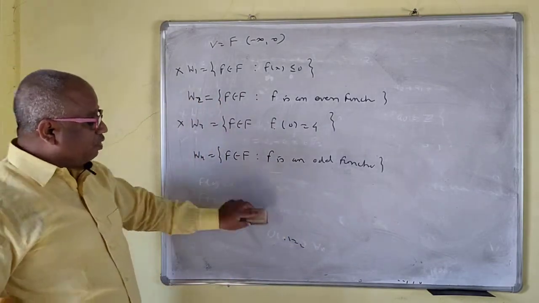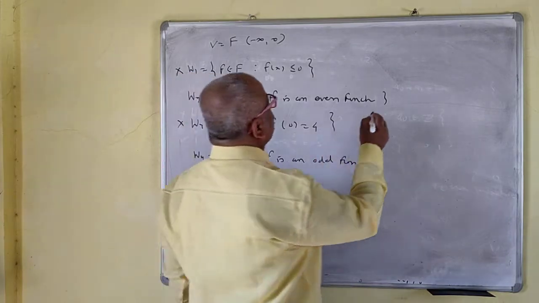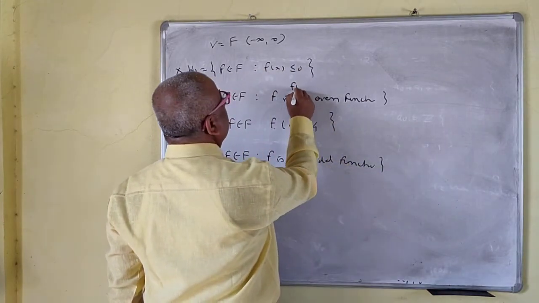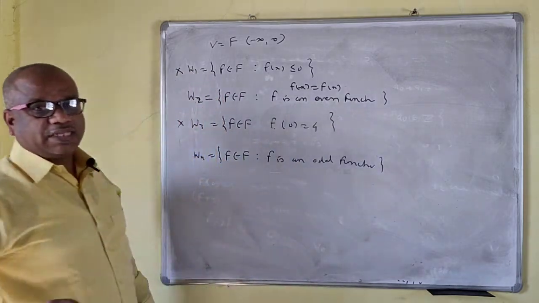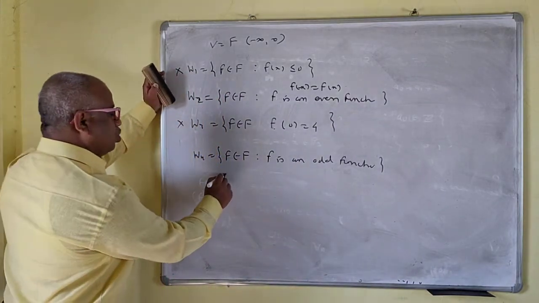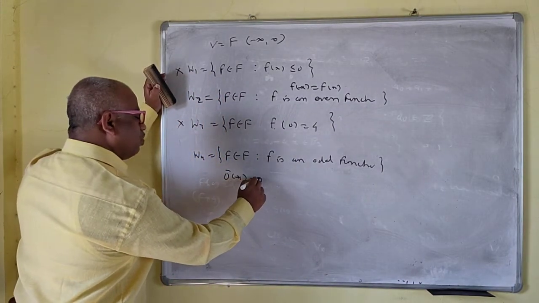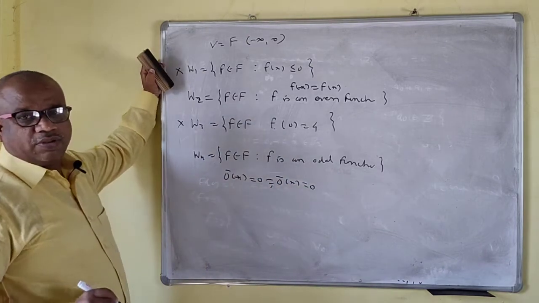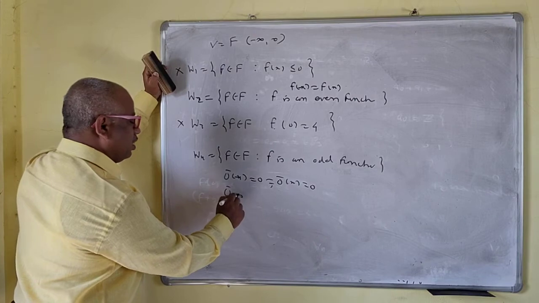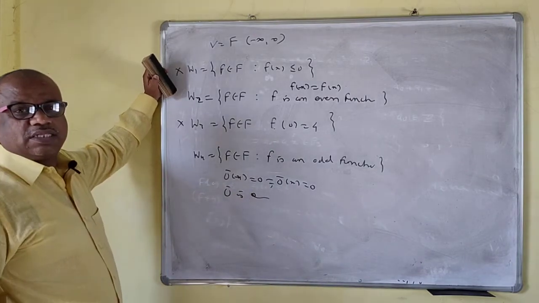Now what is meant by even function and odd function? Okay. So for an even function we write what? f of minus x is equal to f of x. Okay. So 0 bar of minus x is equal to 0 and 0 bar of x is also 0. So they are equal. That means 0 bar is an even function.